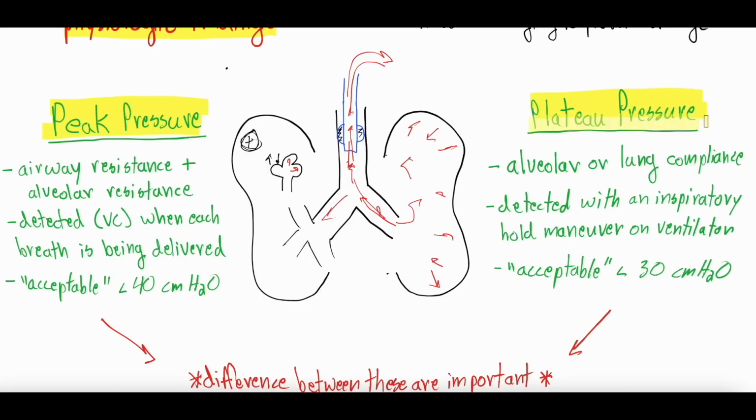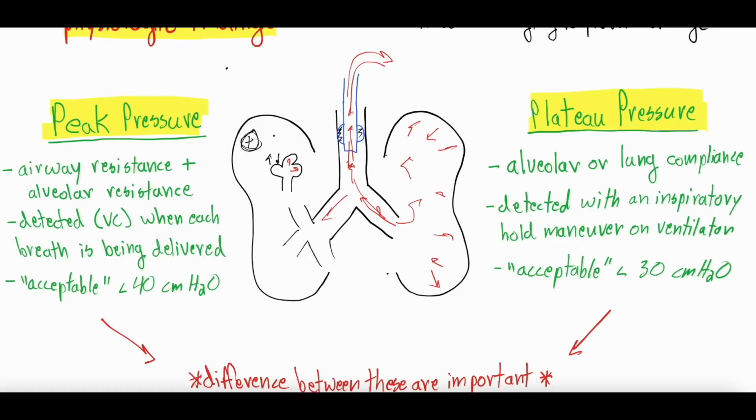And these are both pressures that you can get off the ventilator. The peak pressure is often in the top right corner. It depends on the ventilator brand, but the top right corner. And it's a pressure that you get with every single breath. Whereas the plateau pressure is something you actually have to test for. You have to do this inspiratory hold maneuver that we'll talk more about to get the plateau pressure.